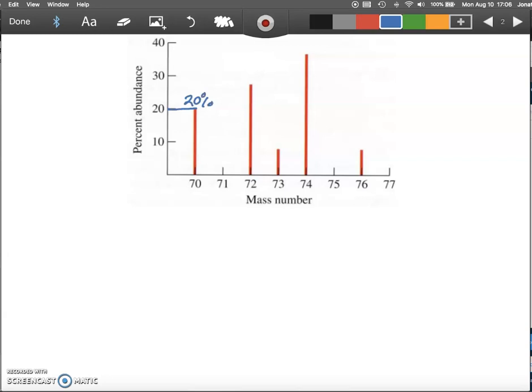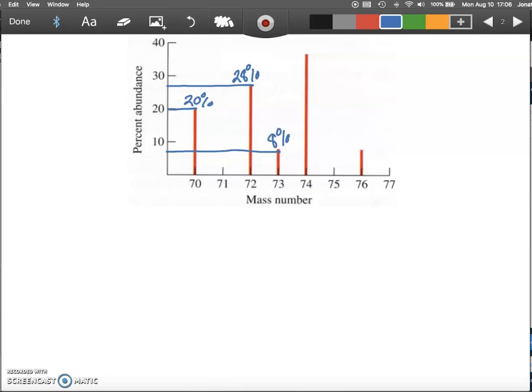Alright, for this second peak, it's not quite at 30. It's a little bit lower than 30. So I'm going to estimate maybe about 28%. Okay, that's a pretty good guess. For this low peak right here at 73, well, it's not quite at 10. That's a little lower than that. Let's go ahead and estimate maybe 8%. So this isotope right here has an 8% abundance.